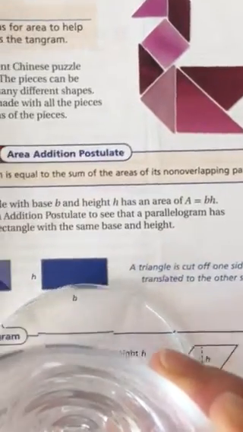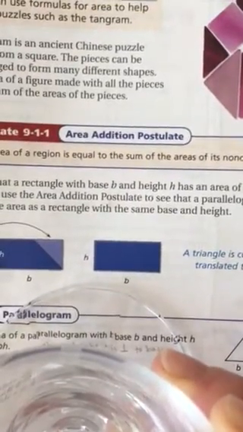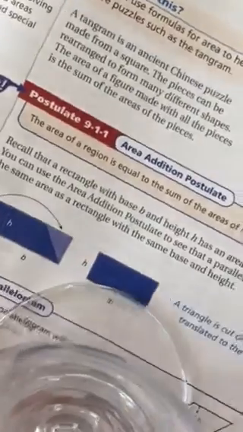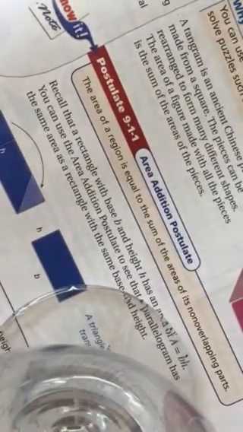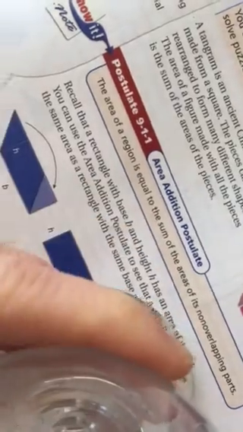All right, let's look at Postulate 9-1, which is the area postulate. And I'm going to try to turn my phone and see if I can get you a better picture right there. There we go. The area of a region, so that would be like the big square, is equal to the sum of the area of its non-overlapping parts. Let's look at that for just a second.